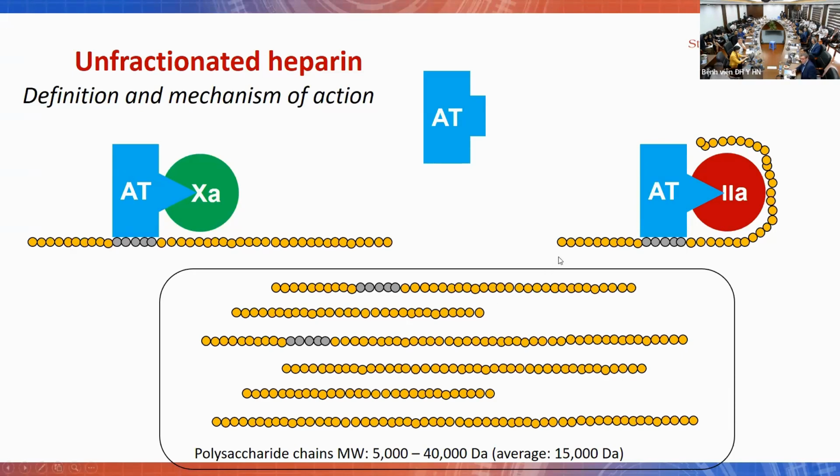And because the unfractionated heparin contains chains that are of sufficient length to inhibit thrombin, unfractionated heparin can inhibit both factor 10A and factor 2A, or thrombin, in a similar way. That's why the anti-10A to anti-2A ratio is equal to 1, which is quite different from what we have for low molecular weight heparin.